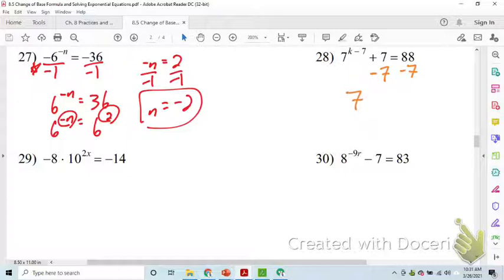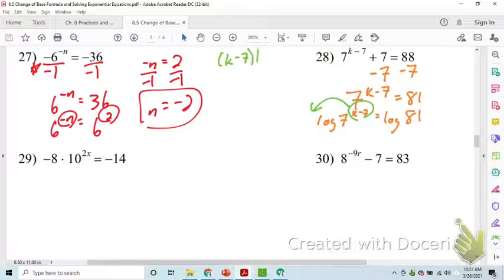Now, number 28, the first step here is subtracting 7 from both sides. So it'd be 7 to the k minus 7. That's equal to 81. Now I have to take log of both sides. So it'd be log of 7 to the k minus 7, and it's equal to log of 81. Now the exponent has to come out front. So this would be k minus 7 log 7 equals 81. And now I have to divide both sides by that log 7.